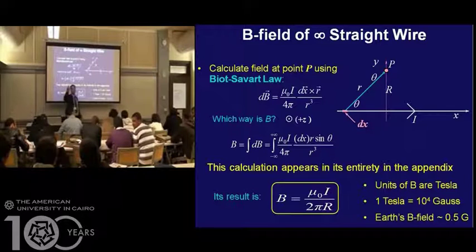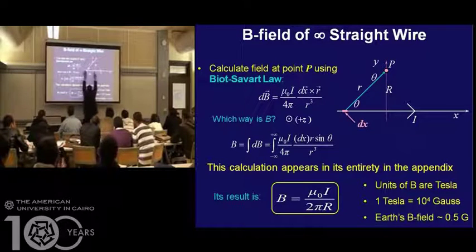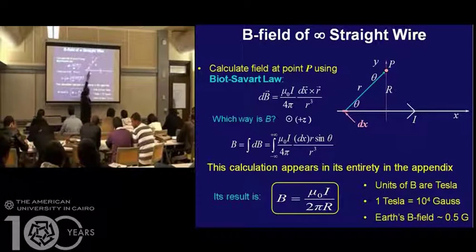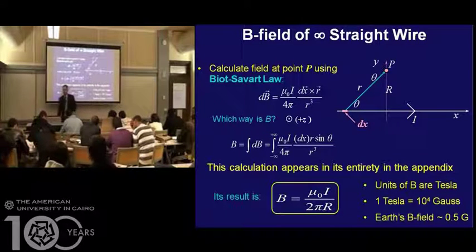I forgot to mention something. That distance, it's x. That distance is x. So now you have x, r, and theta in that triangle, and you have to play a little bit with the geometry.